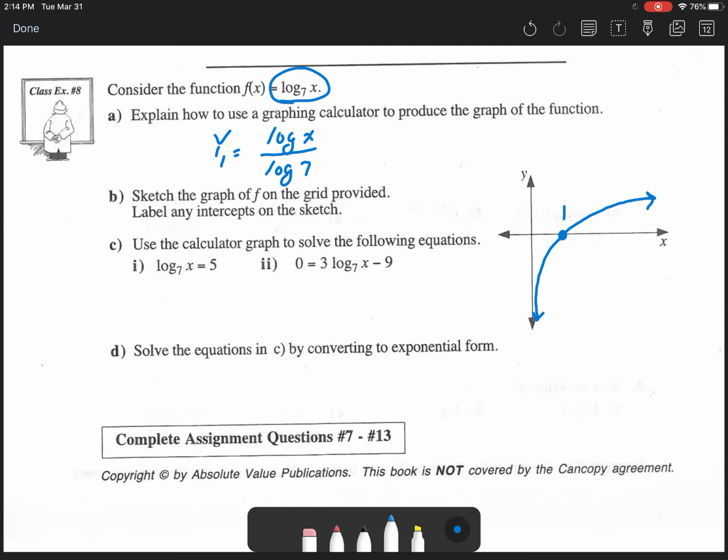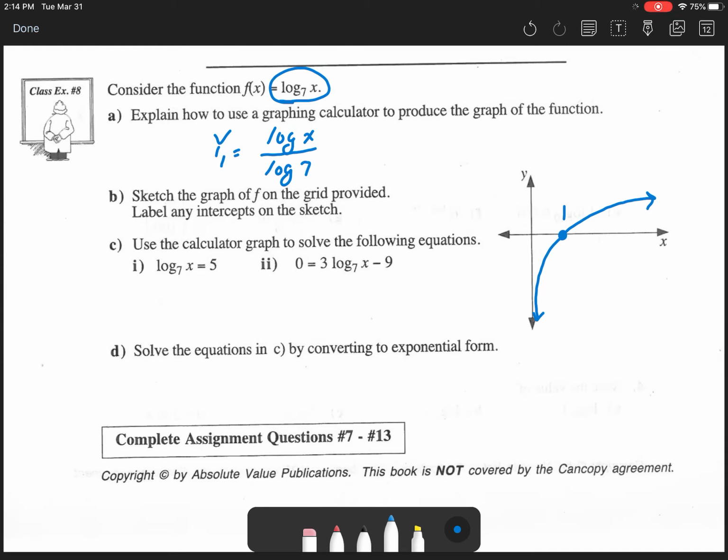Okay, so again, remember, we can also do that algebraically by letting the value of y equal 0. Remember, I want an x-intercept, so let y equal 0. So if y is 0, 7 to the exponent of 0 is 1. That gives me my x-intercept that I have on the graph.